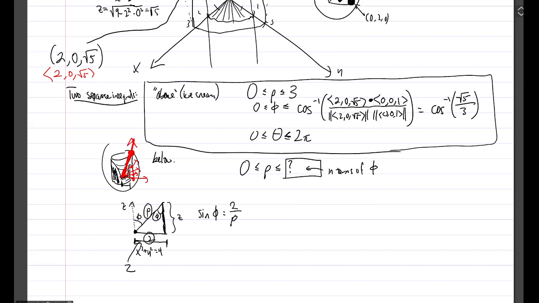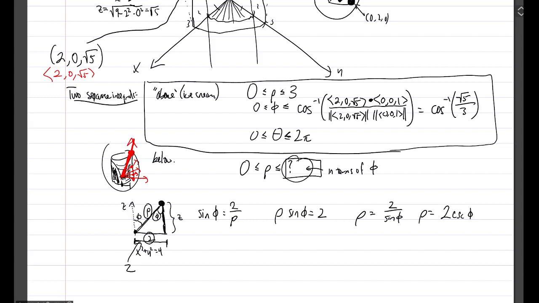And so then, multiplying both sides by rho, we get that rho sine phi is equal to 2, and then we're trying to solve for rho. Rho equals 2 over sine phi. Okay. We could, if we'd like to, just write this as rho is equal to 2 cosecant phi. Right. So in terms of a bound, that's as far away as rho gets.